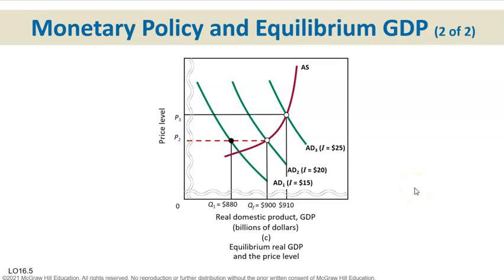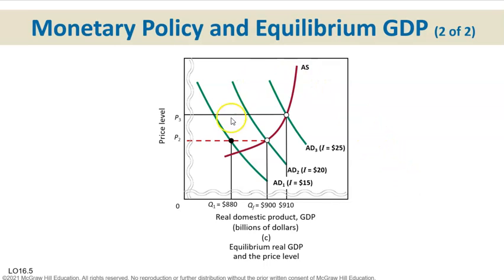The next step that happens is when there's an increase in the investment level, this increases aggregate demand. Remember, aggregate demand is C plus I plus G plus XN. So I is the level of investment in the economy. If that's increasing, aggregate demand is increasing.